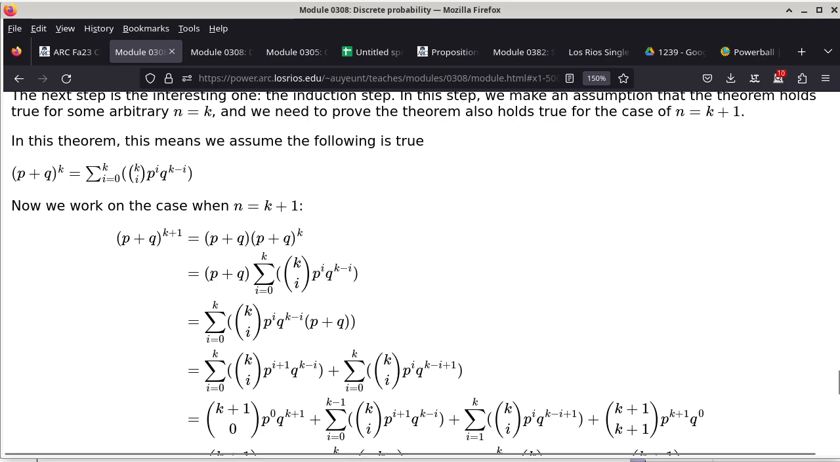induction step assumption, which is to basically say, let's break this up, okay? (P plus q) to the power of k plus 1 is the same thing as (p plus q) times (p plus q) to the power of k. Now that we have (p plus q) to the power of k, we make use of the assumption that the theorem is true when n equals k. So we take (p plus q) to the power of k and turn it into its sigma notation.